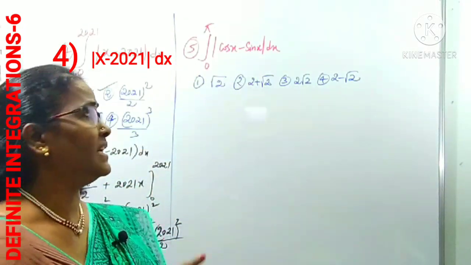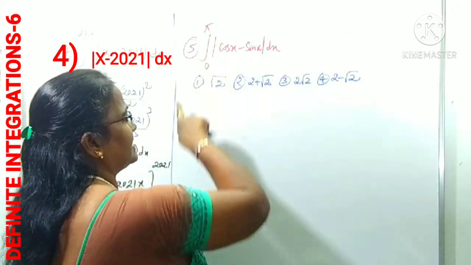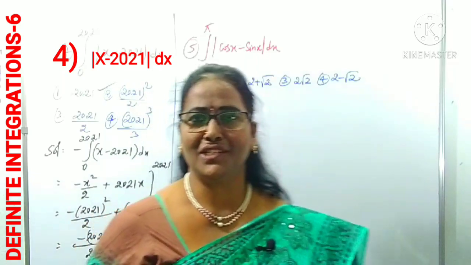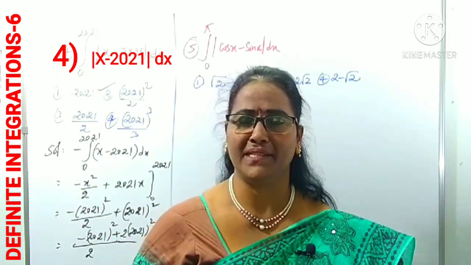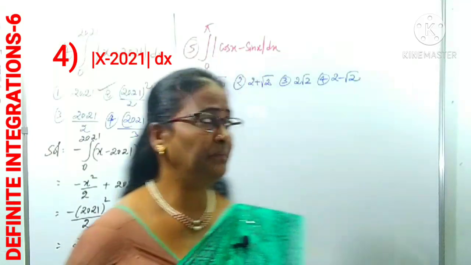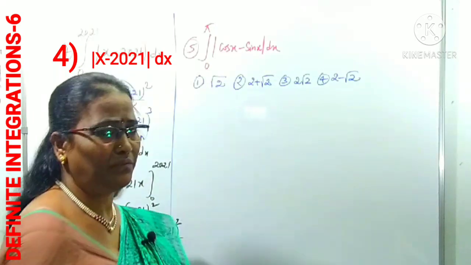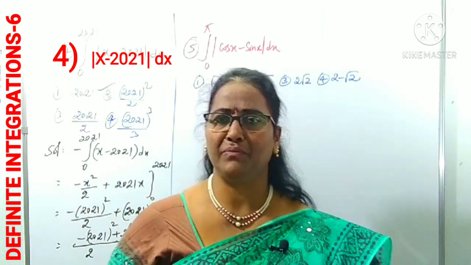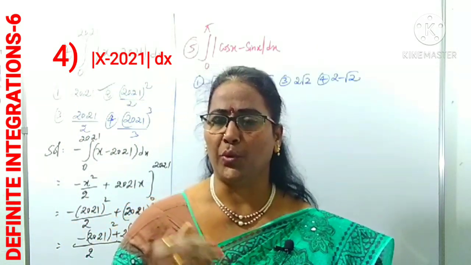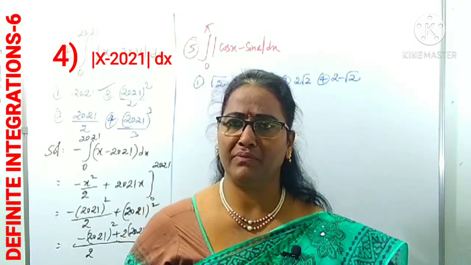Now come to question number 5. What is that? Modulus of cos x minus sin x between the limits 0 to pi is asked. You know what the function is here? Yes, cos x minus sin x. For what value of x does cos x minus sin x become 0? Yes, cos x minus sin x is 0 when x is equal to pi by 4. Cos pi by 4 is how much? 1 by root 2. Sin pi by 4 is also 1 by root 2. 1 by root 2 minus 1 by root 2 is 0.